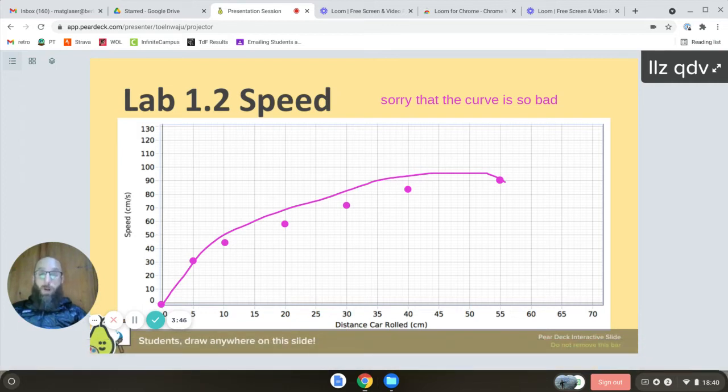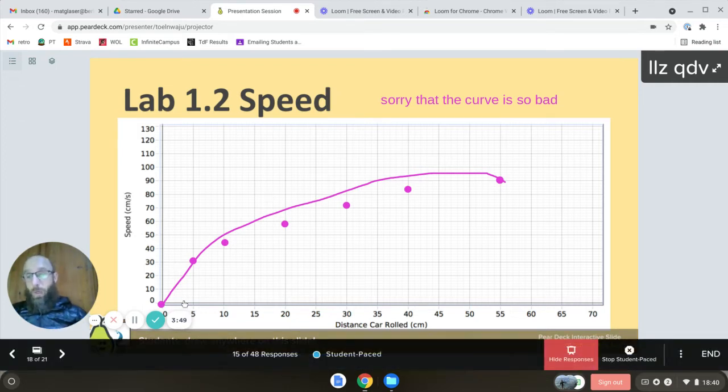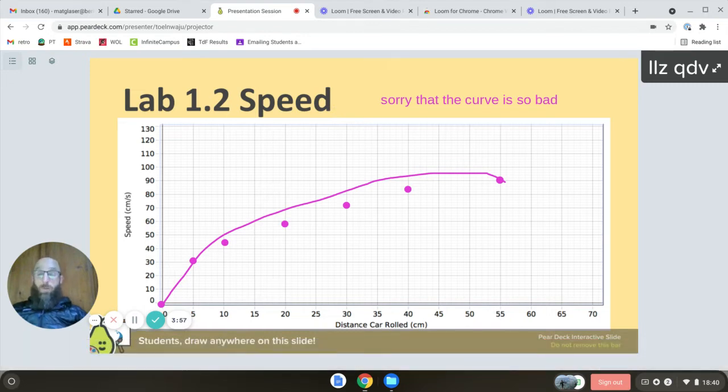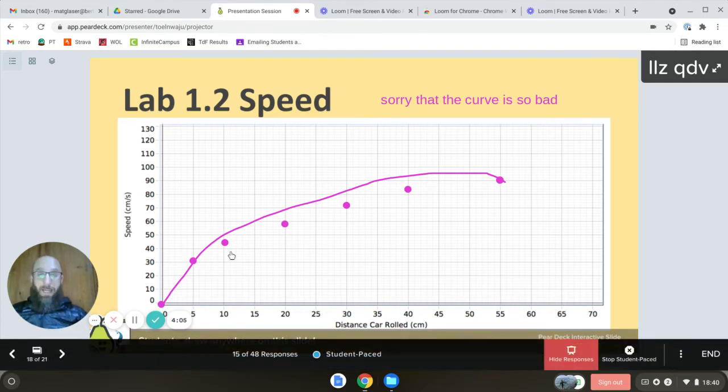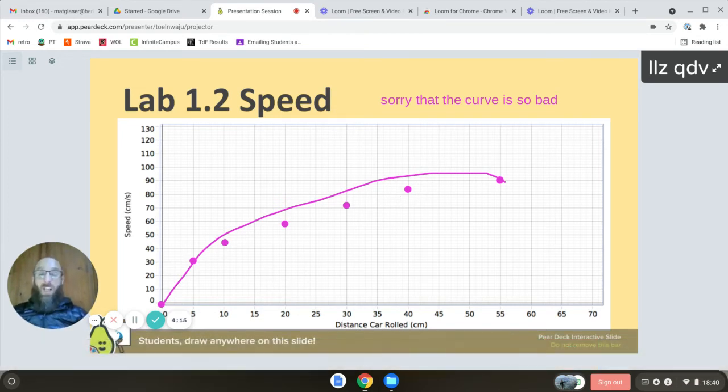I wanted to use this for a couple things. One, you should have a point at 0, 0. Put a dot there, because when the car has rolled 0 centimeters, it has a speed of 0 centimeters per second. This helps your graph. And then you're going to connect the dots. Yes, I might have tried to make this line go through the dots a little bit closer, but I also wanted to show you that you don't have to. This is not really wrong. It doesn't go exactly through all the dots, but the shape that it has is actually very accurate.